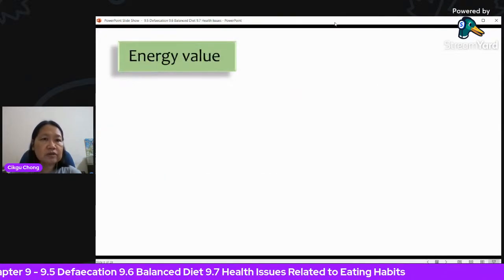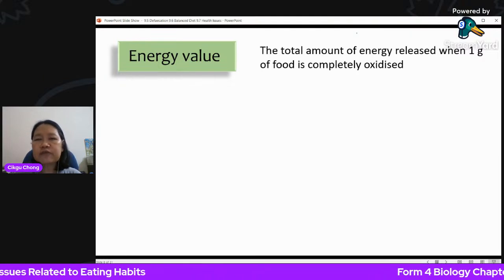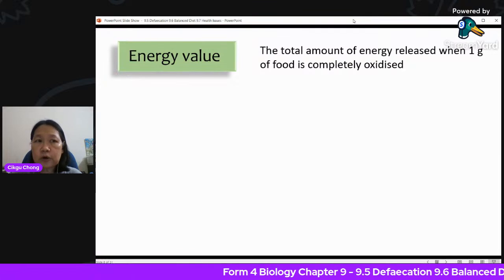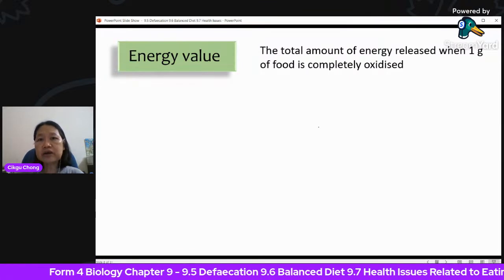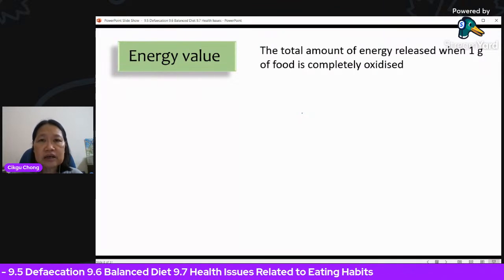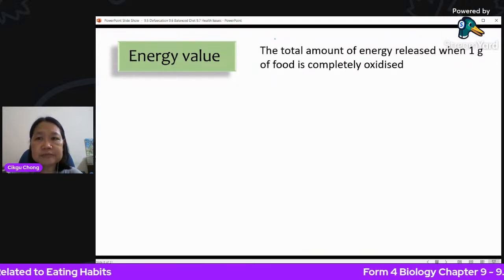All right, now let's look at energy value. All right, now what is energy value? You know that food gives you energy, okay? But how much energy is produced from the food that you eat? So there is a way to find out. In fact, there is an experiment that you can do, okay, which can also come up as a question in your practical paper, because this can be completed within 40 minutes, your experiment, okay?